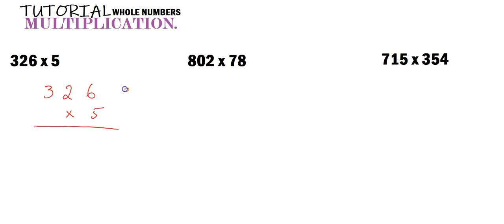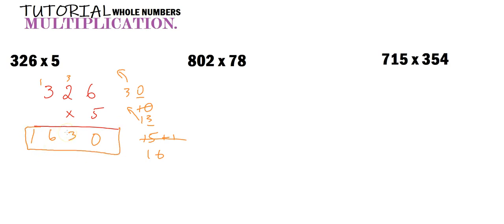5 times 6, that's 30, right? So this digit goes here, this digit gets carried over to the next place value. 5 times 2, that's 10. So we have to add in the 3, so that's 13. This digit goes here, this digit gets carried over. Now it's 5 times 3, that's 15, plus 1, that's 16. In this case, there are no more digits to multiply, so we can put 16 down. And pretty much that is it.